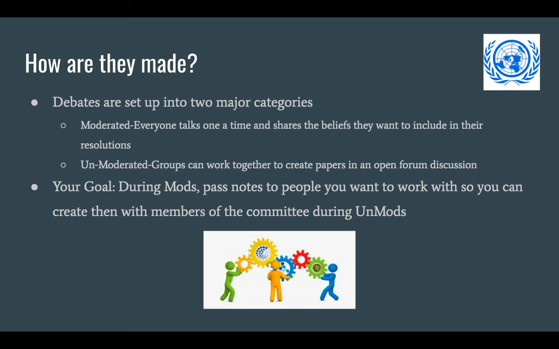So how are they made? So debates, as you know, are set up in two major categories and subsections. So you have the moderated caucus, where everyone talks, but only one at a time. And they share the beliefs they want to include in their resolutions. Now, in an unmoderated caucus, groups can work together to create papers in an open forum discussion.